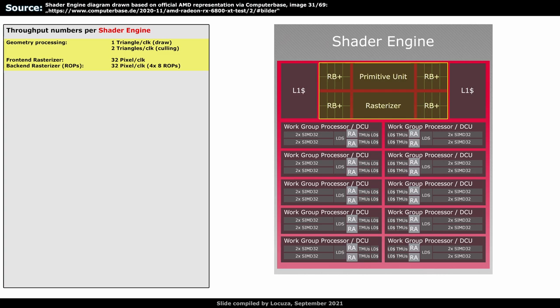It can output one triangle to the rasterizer and cull two triangles per clock. The rasterizer block has a higher throughput than on Intel. Instead of 16 pixels per clock, it emits 32. As with Intel, AMD is using 8 color ops per render backend, but to match the pixel frontend throughput, a shader engine has 4 of those for 32 pixels per clock instead of just 2.